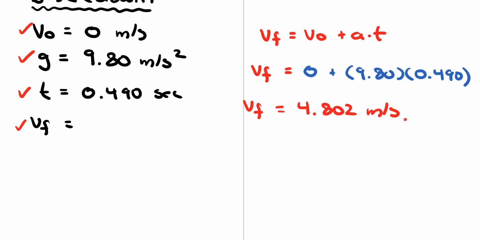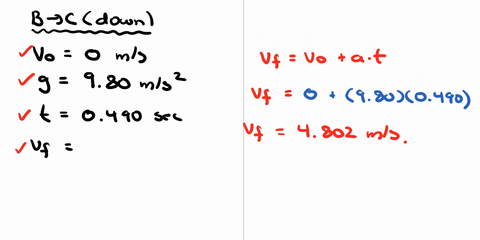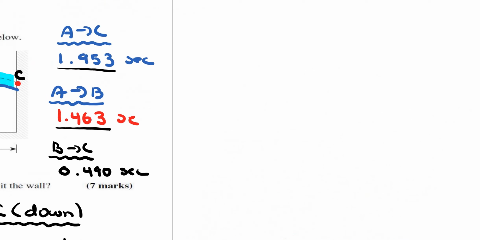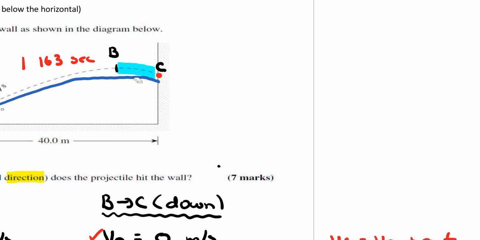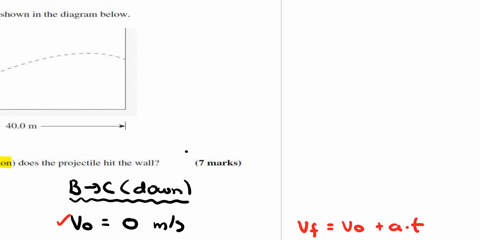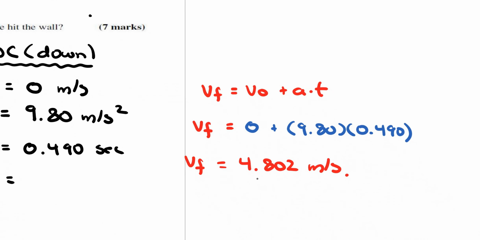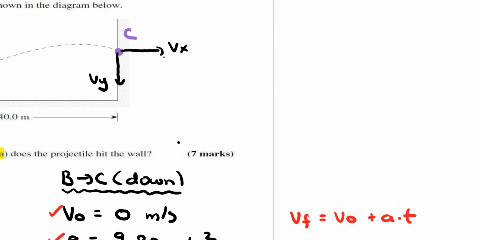Okay, so let's go ahead and put this information all together now, and let's see if we can find out what velocity the projectile hits the wall with. Okay, so let's go back to this diagram here. Let me erase all this. Okay, so once the ball hits the wall right here at position C, it has a horizontal velocity vector, which is Vx, and it also has a vertical velocity vector, Vy. Okay, it turns out that the Vy is actually this number right here, 4.802 meters per second.